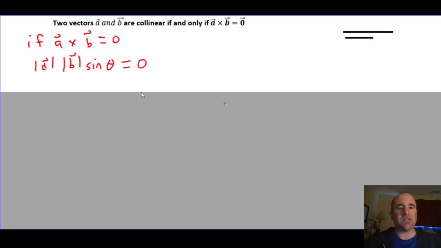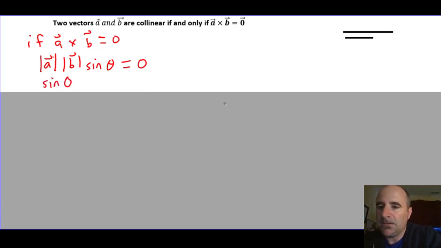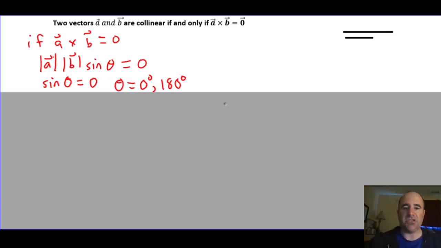Well, I guess we should say that A and B are not zero vectors themselves. I maybe should add that to the question, but in any case, we'll assume that they're non-zero vectors. And if they're non-zero vectors, that means that sine theta must be 0, which means that theta is 0 degrees or 180 degrees, in which case we know that the vectors must be collinear because they either have the same direction or the opposite direction. So we can say, therefore, the vectors are in fact collinear.